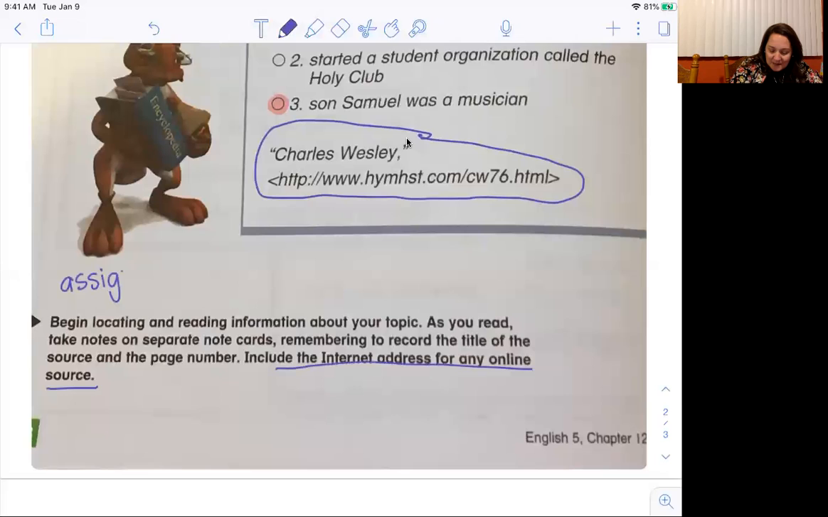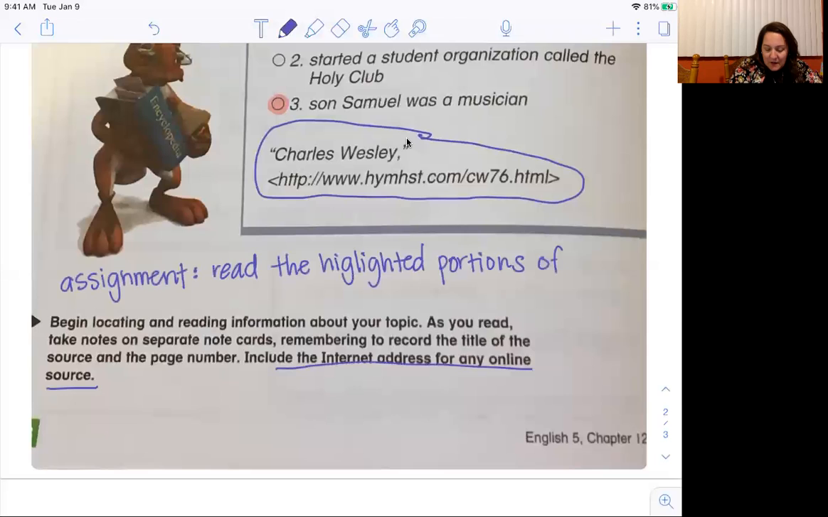Your assignment is to read the highlighted portions of the 3 articles in Google Classroom, capital G, capital C. That's our abbreviation for Google Classroom. You're going to read those highlighted portions. Then what I want you to do is take notes.